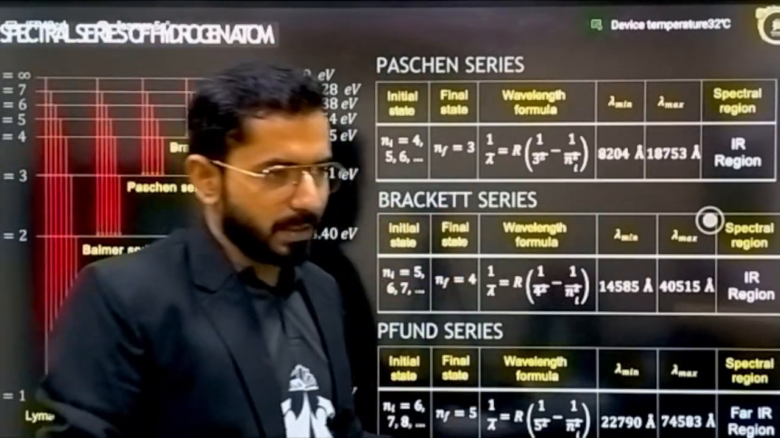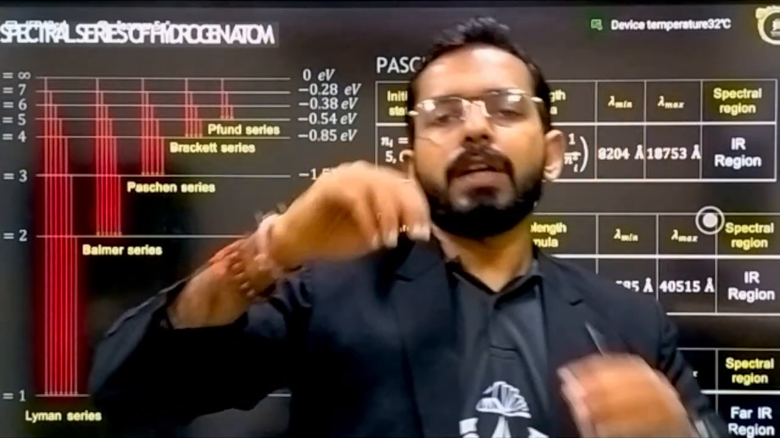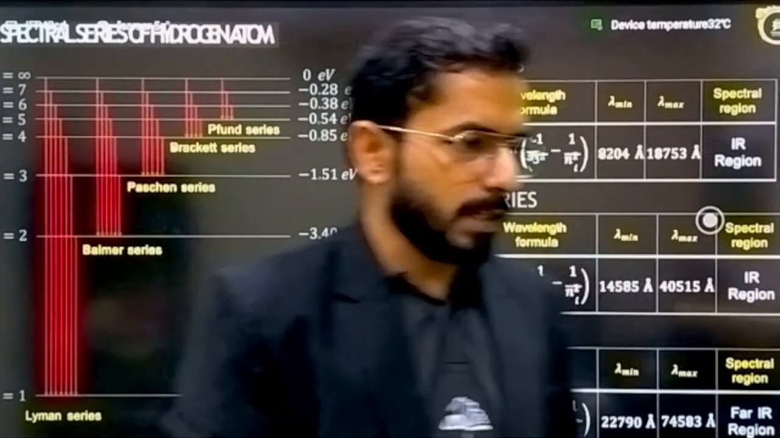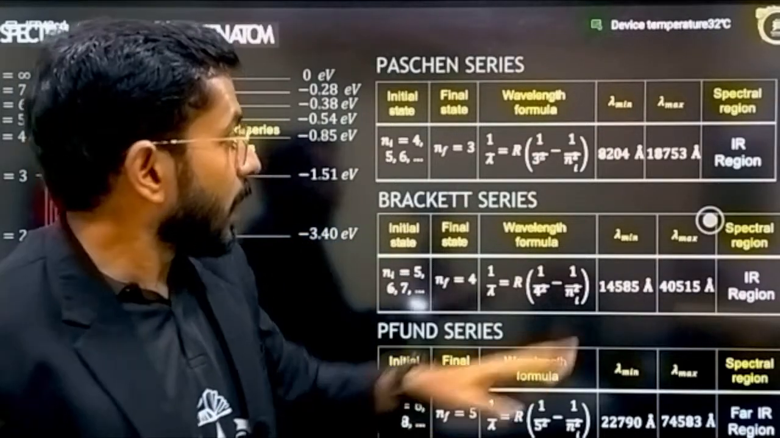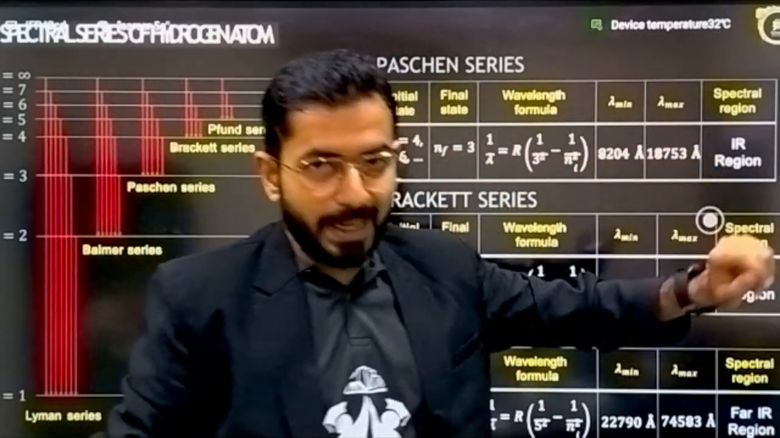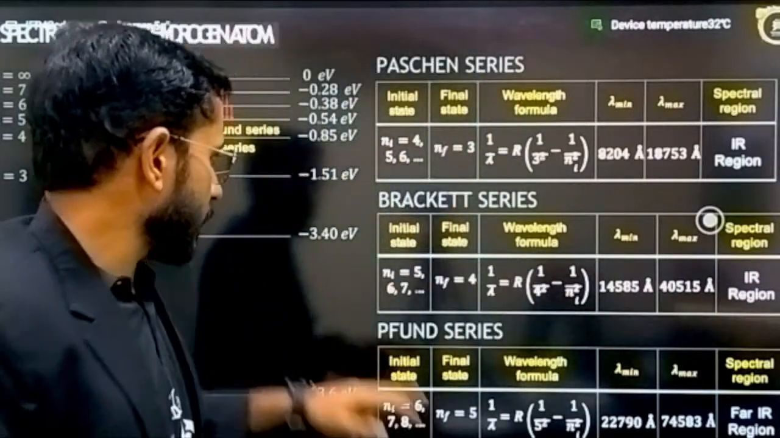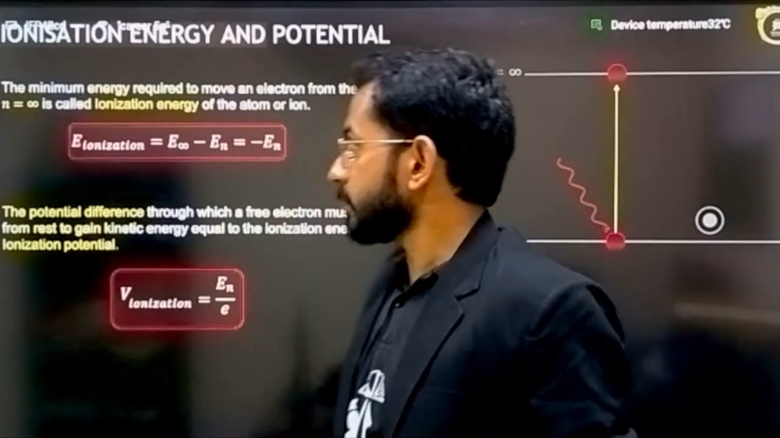Same you will do for the Paschen series. What is the final destination? n equal to 3, and the transition can start from 4 to 3, 5 to 3, 6 to 3, and these kinds of transitions are possible here. The Paschen series lies in the infrared region. That is one more important thing. Next, the Brackett series: the final destination is 4. So you can understand these kinds of things here.